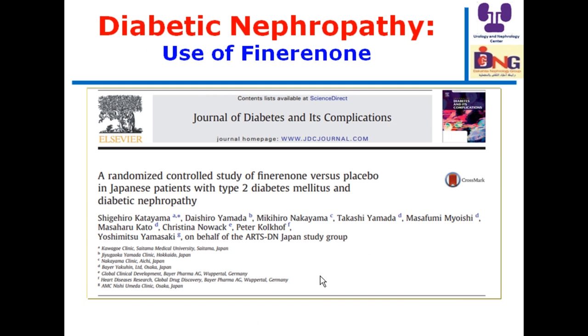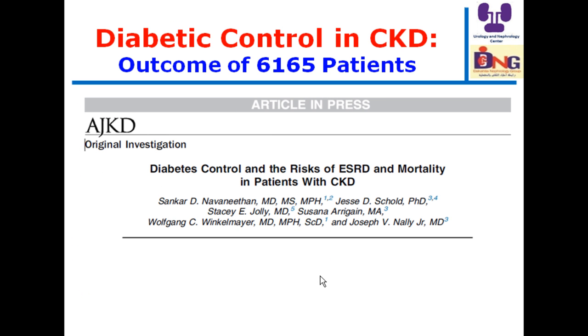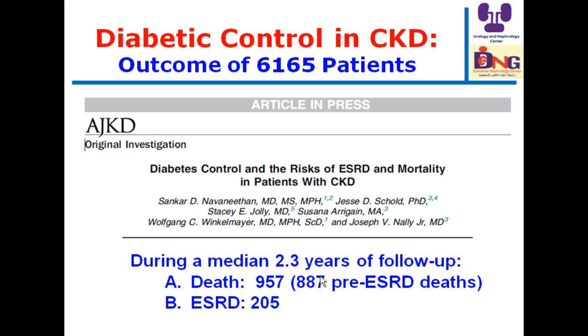Finerenone is a non-steroidal mineralocorticoid receptor blocker with the added benefit of less risk of hyperkalemia. Regarding the outcome, this is a very nice study looking at 6,000 patients, and the patients were followed up for 2.3 years. Death occurred in 900 patients, end-stage kidney disease in 200 patients, and this is to correlate the association.